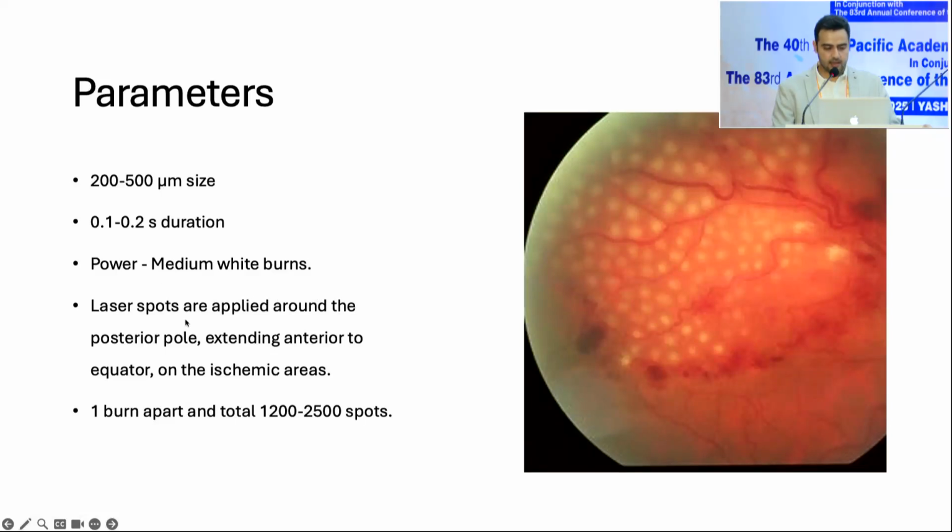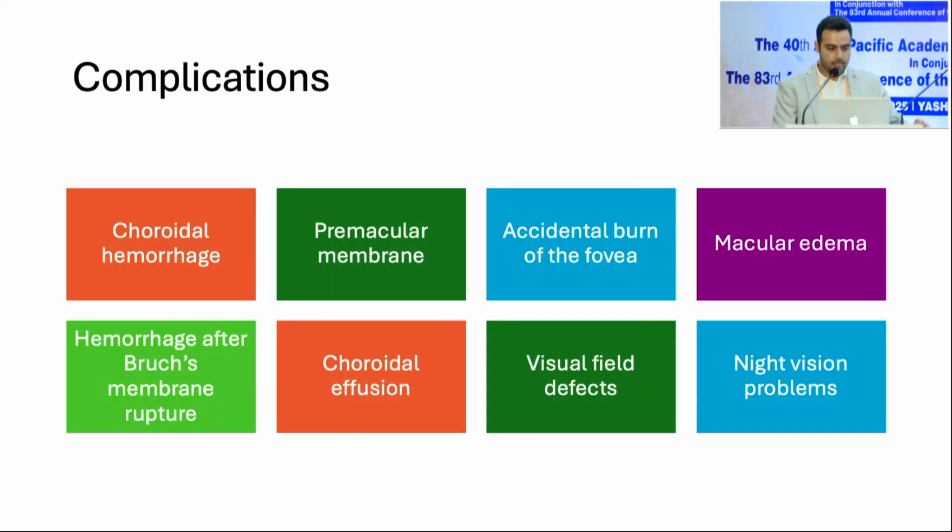The other thing is that the laser spot should be applied over the ischemic areas, and especially a good fundus fluorescein angiography should be done to delineate the capillary non-perfusion areas and to laser accordingly. Usually a 1 burn apart width is what we consider.